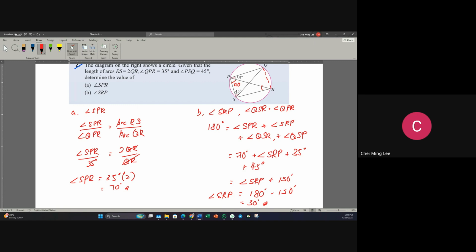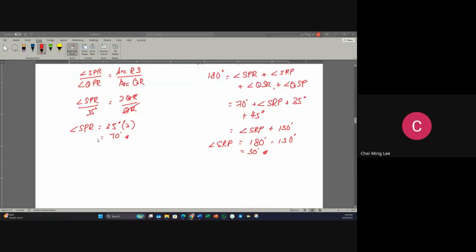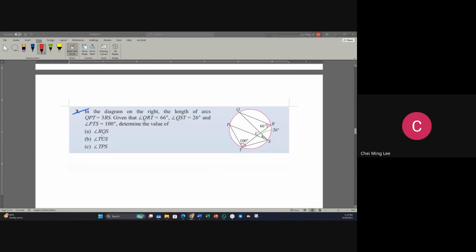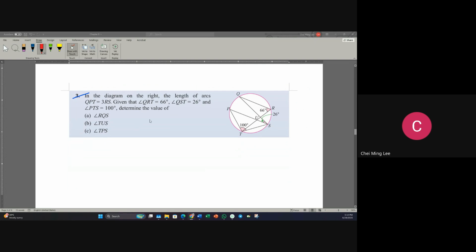All right, correct. Okay, good. Now next. In the diagram on the right, the length of the arc QPT is 3 RS. So arc QPT, the arc from here to here, is equal to 3 RS. RS is here.